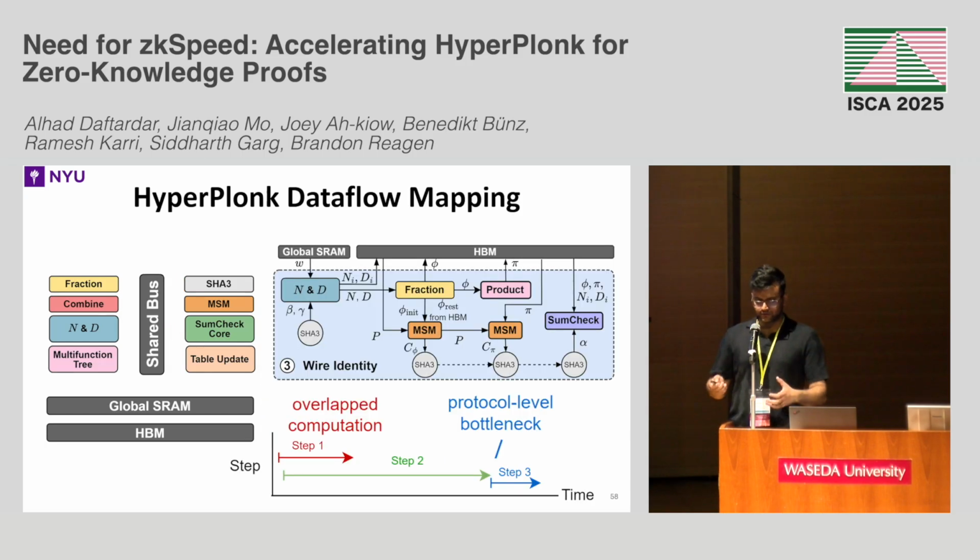So our approach to this is to overlap as much computation as possible. And because we pipeline units together, we can effectively eliminate the first step's latency from the critical path. That being said, there is a protocol level bottleneck, which means we do have to serialize some of these computations.